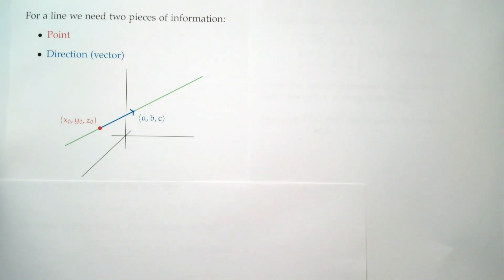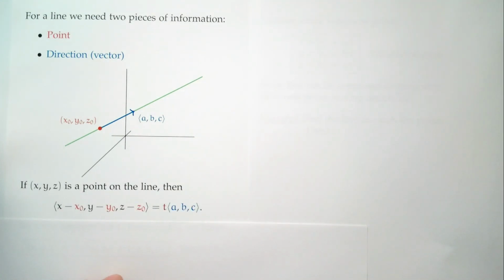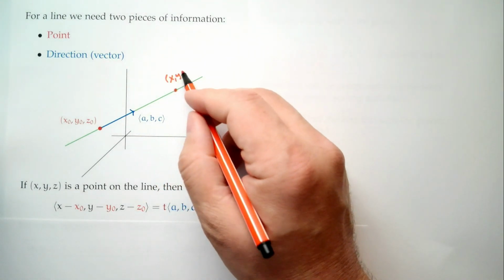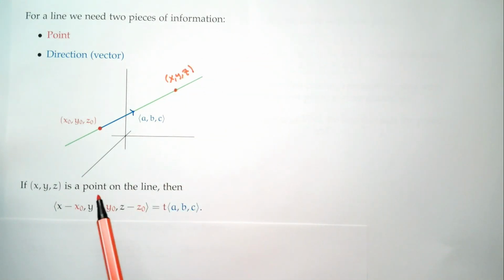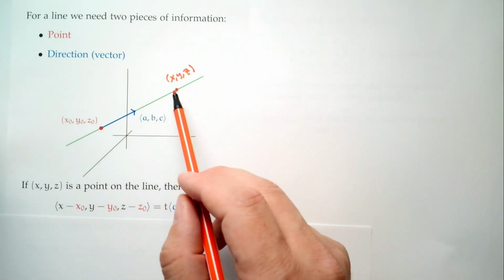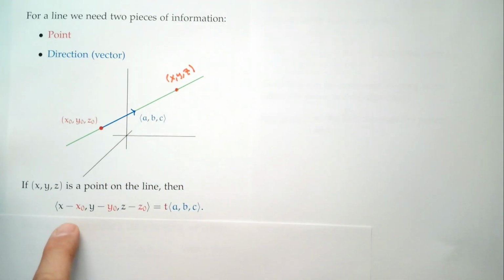Now, how do we actually write the line? Well, okay, let's think about what's going on here. Suppose I'm a point up here, x, y, z. If I'm a point on the line, then the vector from x0, y0, z0 to x, y, z is x minus x naught, y minus y naught, z minus z naught. That vector has to be parallel to the vector that we have for the line. To say it's parallel means it's a multiple of.